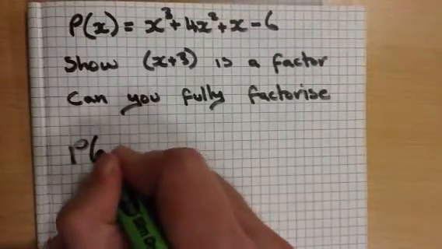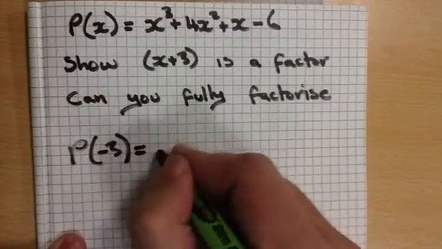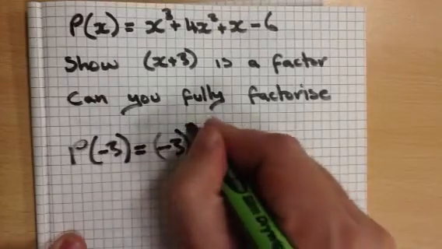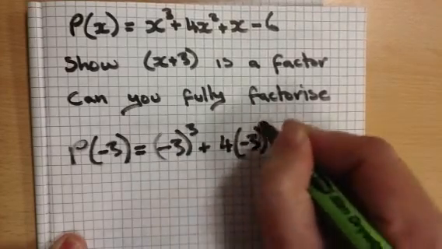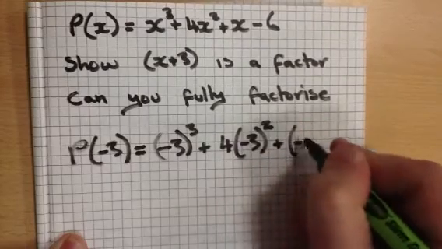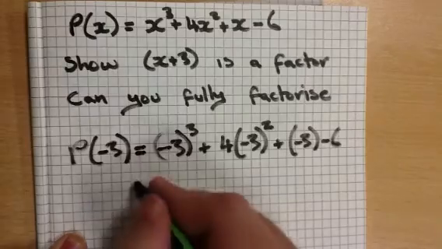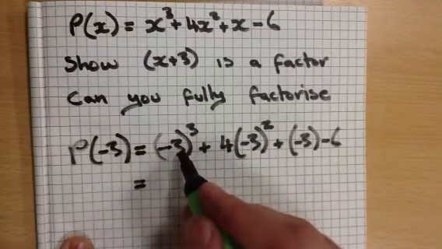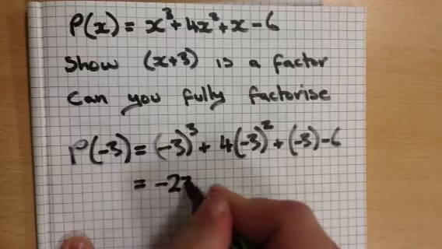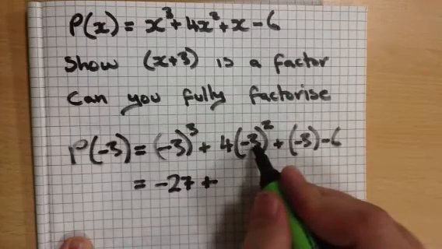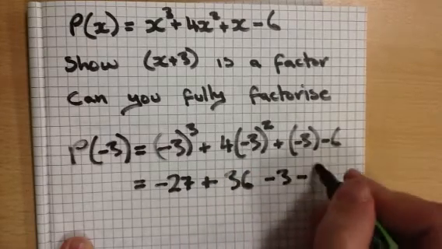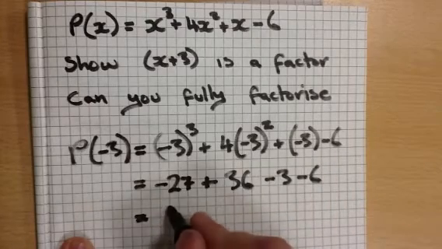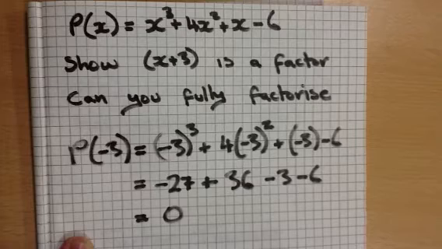P of minus 3 is going to equal minus 3 all cubed plus 4 lots of minus 3 squared plus minus 3 minus 6. Well, minus 3 times minus 3 is positive 9, times minus 3 is minus 27. And I'm going to add, minus 3 squared is 9, 4 lots of 9 is 36. Then I'm taking away 3, taking away 6, and that gives me an answer of 0. Fantastic. So I've shown that x plus 3 is definitely a factor of p of x.